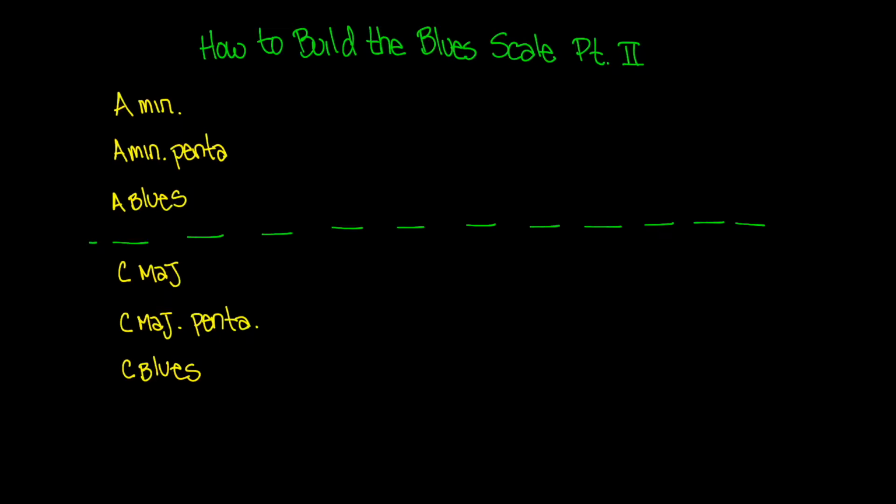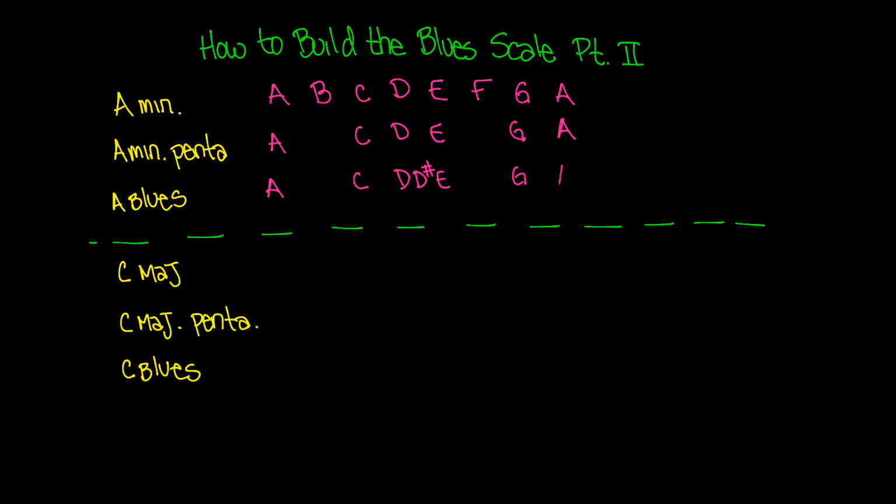So let's start by populating these scales. We want to start with A minor, which will give us A, B, C, D, E, F, G, and back to A. A minor pentatonic, we strip out degrees 2 and 6 to get this result. And A blues, we take the A minor pentatonic and we go ahead and add in a note to get this end result.